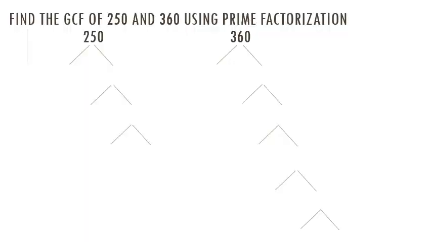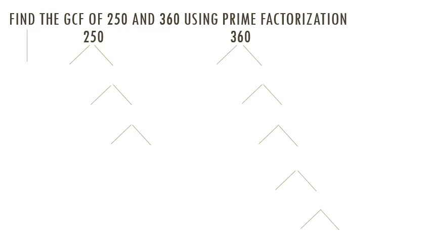The first question on your study guide was to find the GCF of 250 and 360 using prime factorization. This is just a warm-up to what you're going to be doing in your factoring. What I like to do is set up a tree, and I always start with the lowest prime number first because ultimately I'm trying to get to the prime numbers, and by doing it this way they come in order, which makes it a lot easier at the end.